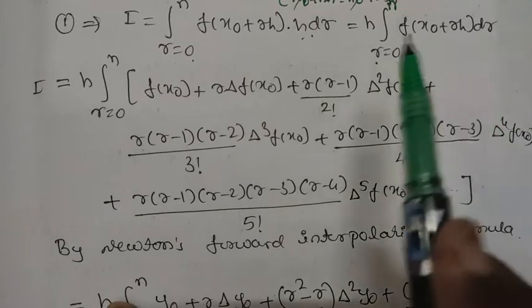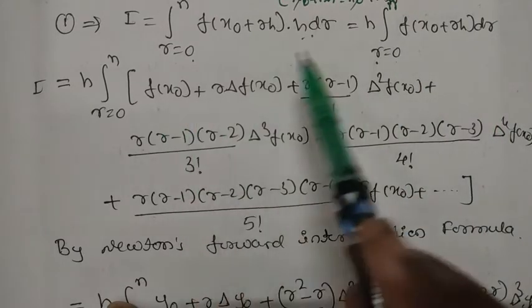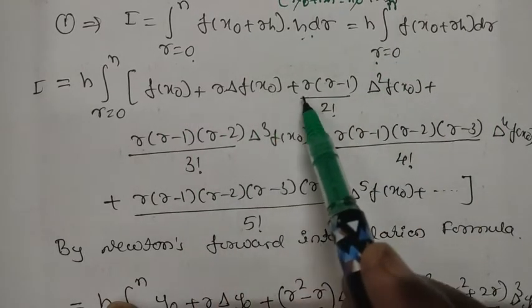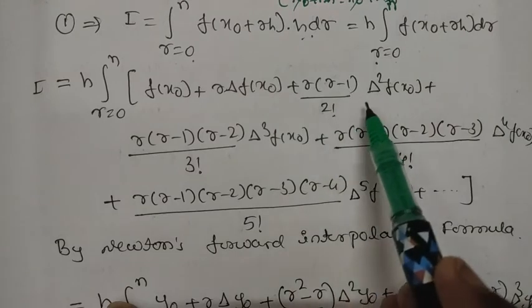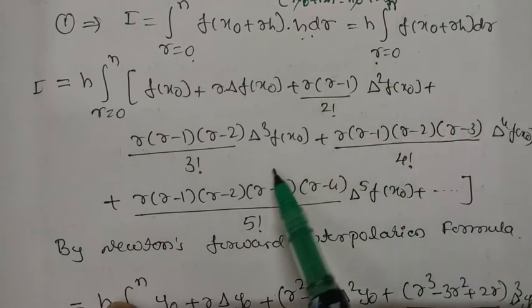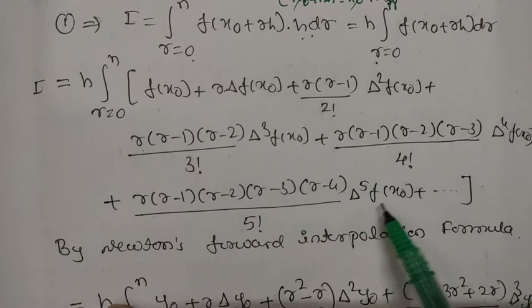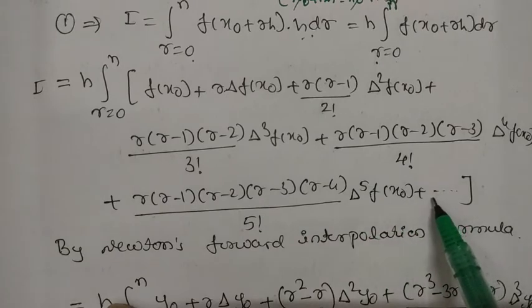It equals f of x naught plus r into delta f of x naught plus r into r minus 1 by factorial 2 delta square f of x naught. Like this we have here. Let us write five or six terms; if you want, you can write one more term also.